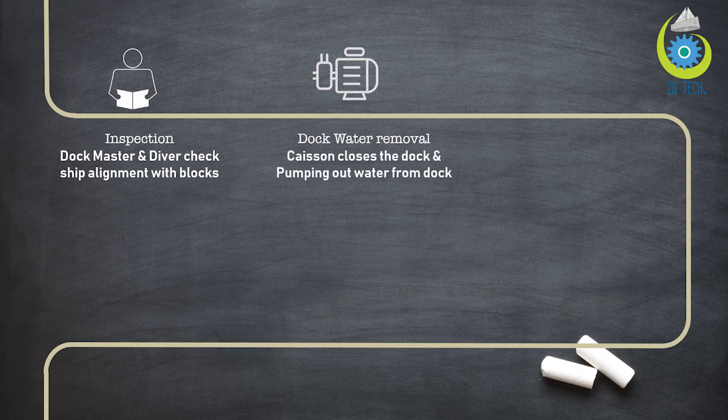Dock water removal. Caissons close the dock and water is pumped out from the dock. Caissons are basically a concrete gate which is used as the gate for the dock. So they close the gate of the dock and then the process of pumping out water from the dock occurs.